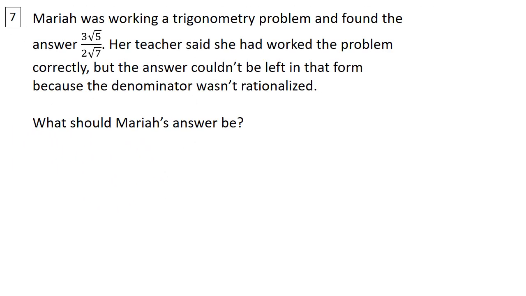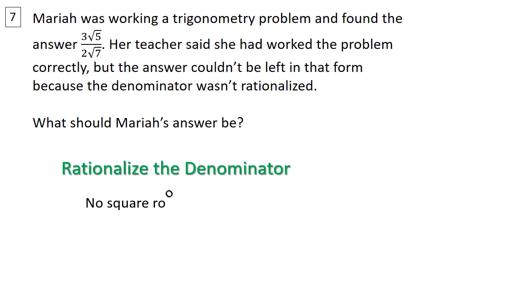And number 7, Mariah has a trigonometry problem answer. It's got a fraction with some square roots in it. And the teacher says she's got the answer right, but it's not in the right form. The denominator is not rationalized. What does that mean? Well, to rationalize the denominator, we get the square root out of the bottom. We can't keep a square root in the bottom. That's just not the normal way that we write stuff, because we want all of our answers to look the same when they're in simplest form.